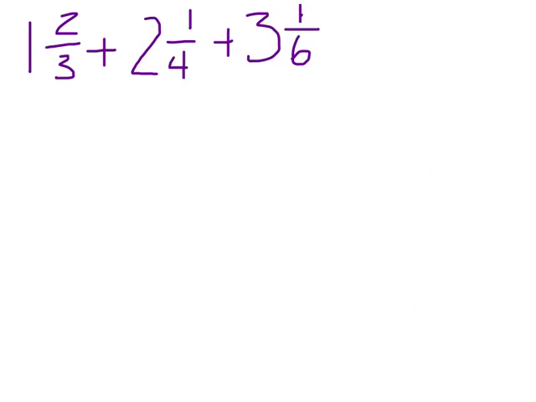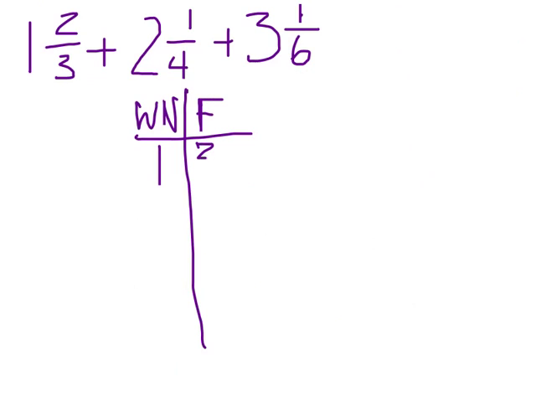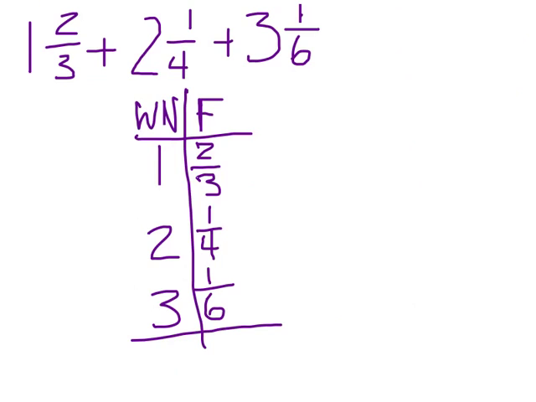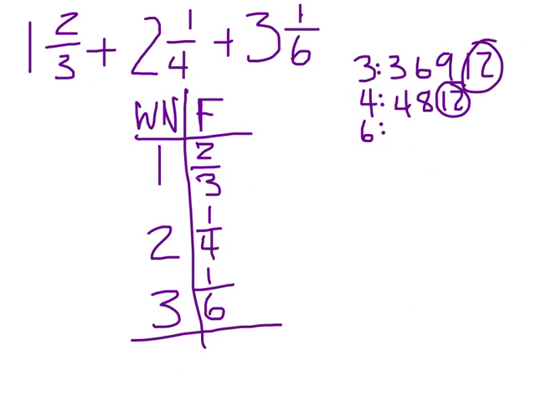Let's do one more example. In this example, I can put all three numbers in my t-chart. 1 2/3, 2 1/4, 3 1/6. Again, I can't add fractions unless they have the same denominator. What's the least common denominator for these three fractions? Well, when I list my multiples, the smallest number that's a multiple of 3, 4, and 6 is 12.